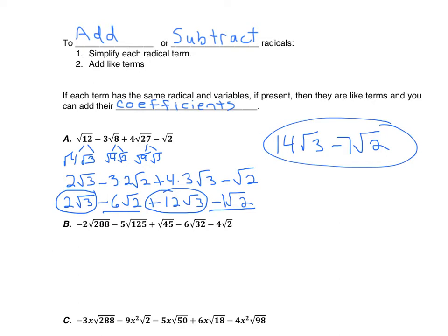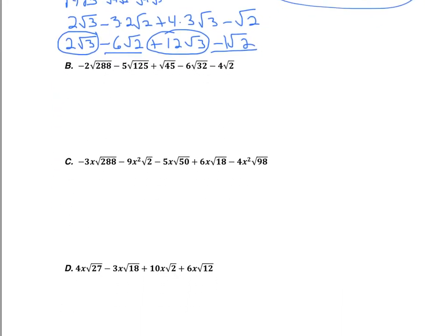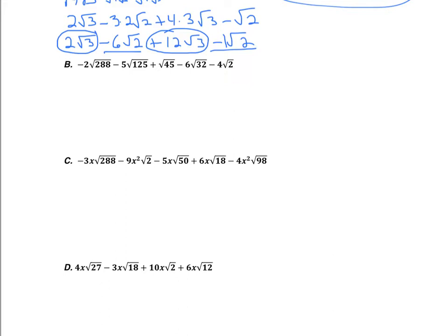So we do the same thing in letter B. In letter B, we have 288. We're going to take a shortcut. 2 times 144. So that is negative 2 times square root of 144 is 12. And 2 is by itself, so it's root 2 still, minus 5.